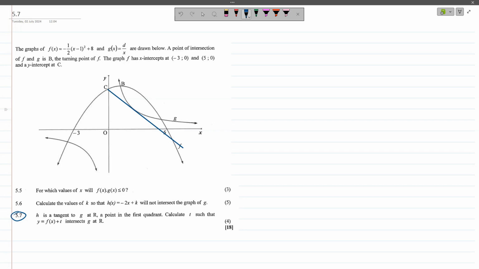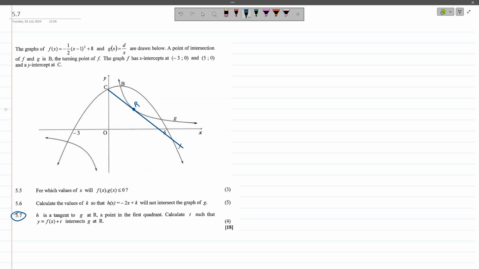hyperbola. And we can call this point where they meet R. Not sure it can be anywhere along this line, but we're just going to pick this line. So how should we move f? By how many t units should we move f such that it is intersecting G at that point R?